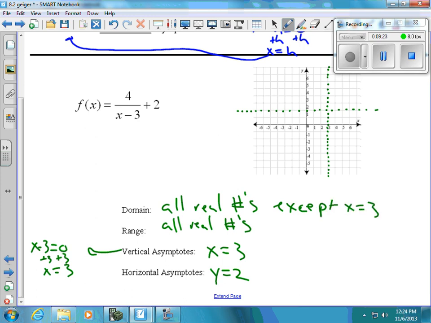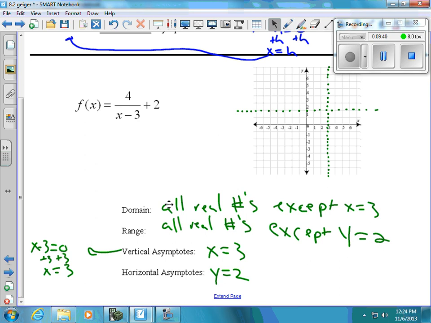and all real numbers except y equals, well, we went up 2. There's a dotted line through 2. That means it can't be 2, and I can't get 2 as an output. And so that's our domain and range.